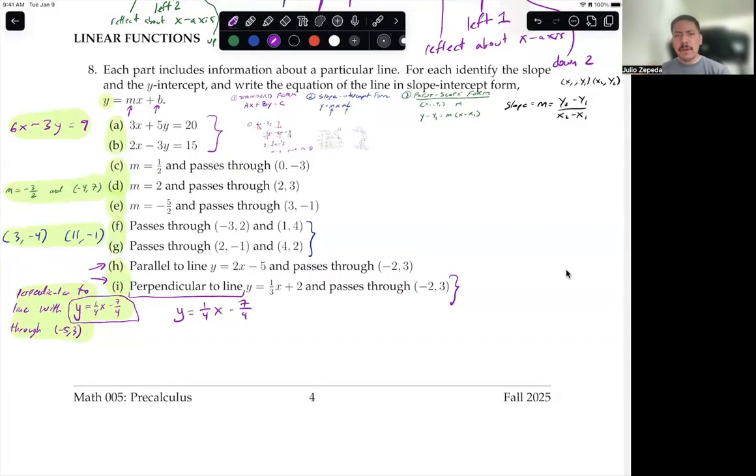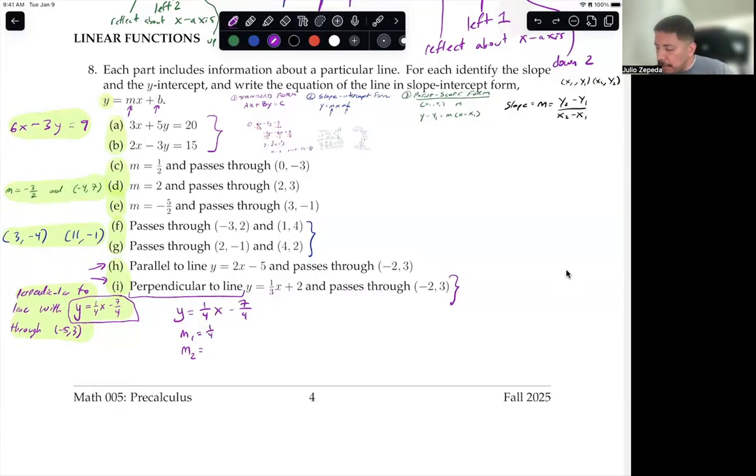So the slope of a perpendicular line, I'll call it m sub 2 or something. The other slope, m sub 1, is 1/4. The slope of this line is 1/4. Okay, we know that. But what's the slope of our second line, the one that we're looking for, that's perpendicular to this first line?